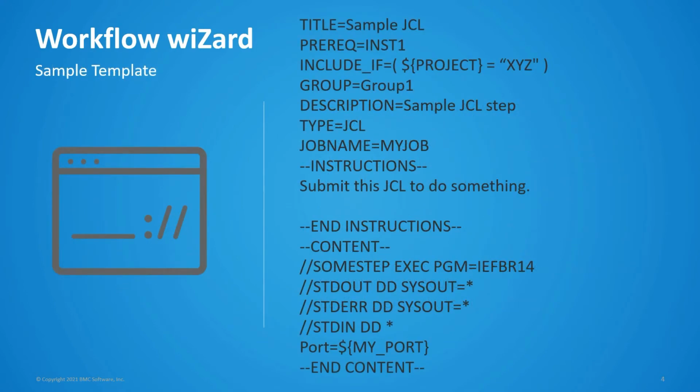Here's a sample template. As you can see, the template is fairly easy to read. We give it a title. We tell it what prerequisites must be completed, if any. We can conditionally include the step based upon evaluation of an expression that utilizes property file inputs. We tell it the type of step, in this case JCL, but it could be any instruction-only step, Rex, shell script, etc. It's very easy to read and understand.